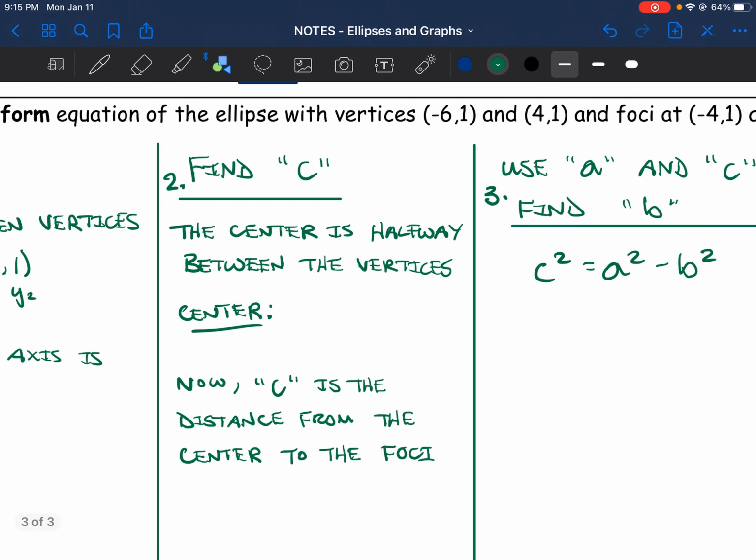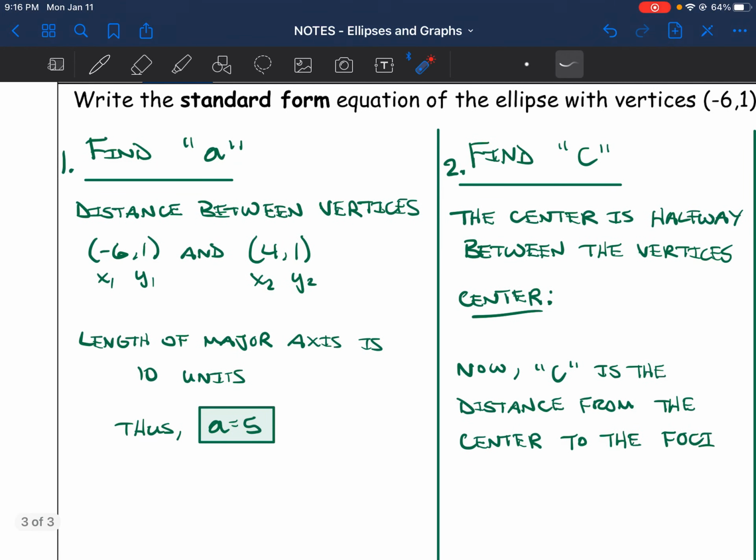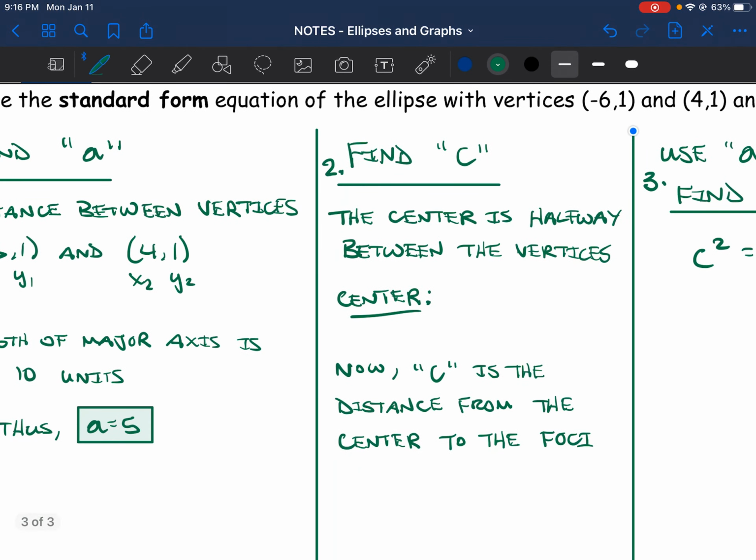So for the C term, we have to find the distance from the center to the foci, but we don't know the center yet. So the center is, of course, going to be halfway between the vertices. Well, let's think about this here. Halfway between -6, 1 and +4, 1. Well, we know that we're going to have a y value of 1 because we're on that horizontal line, right? So we want to find what is the halfway point between -6 and +4. Well, halfway between -6 and +4 is going to be -1. So the center is at -1, +1.